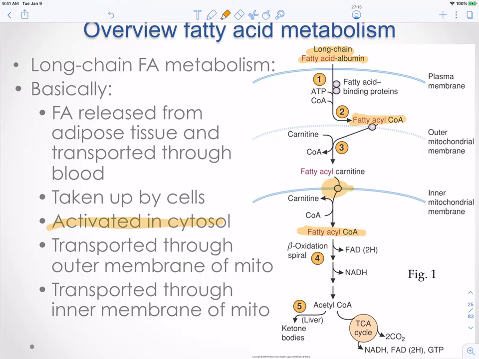So you're going to regenerate your fatty acyl CoA in the matrix. And then the fatty acyl CoA can go through the beta oxidation spiral, and then eventually it's going to lead to acetyl CoA. Acetyl CoA can either go through the TCA cycle, depending on the tissue, and sometimes in your liver cells, you're going to use the acetyl CoA to make ketone bodies.